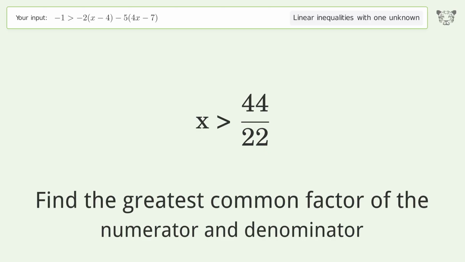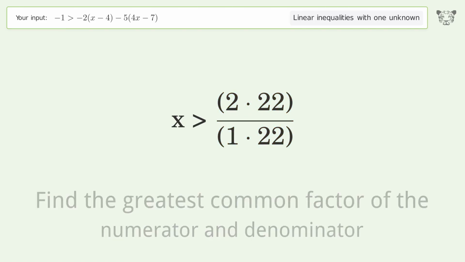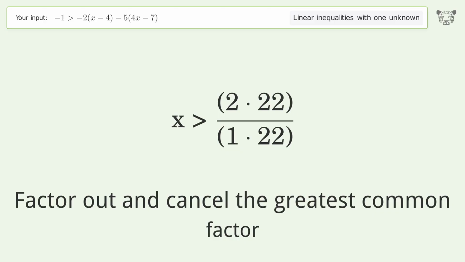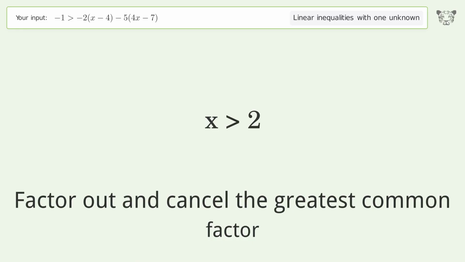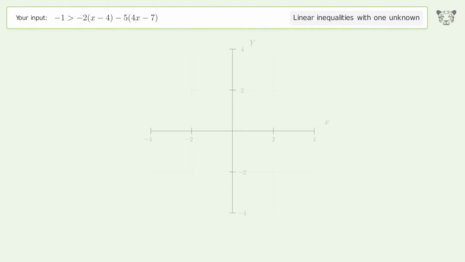Find the greatest common factor of the numerator and denominator. Factor out and cancel the greatest common factor. Plot the solution on a coordinate grid. And so the final result is x greater than 2.